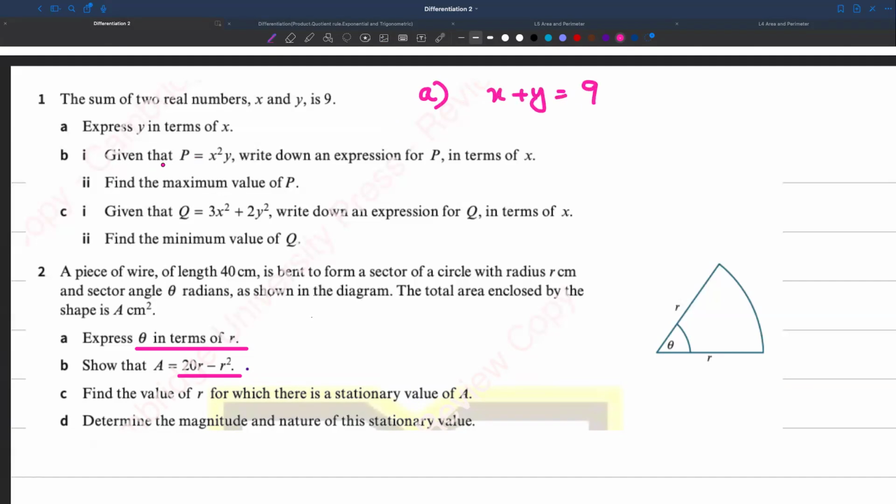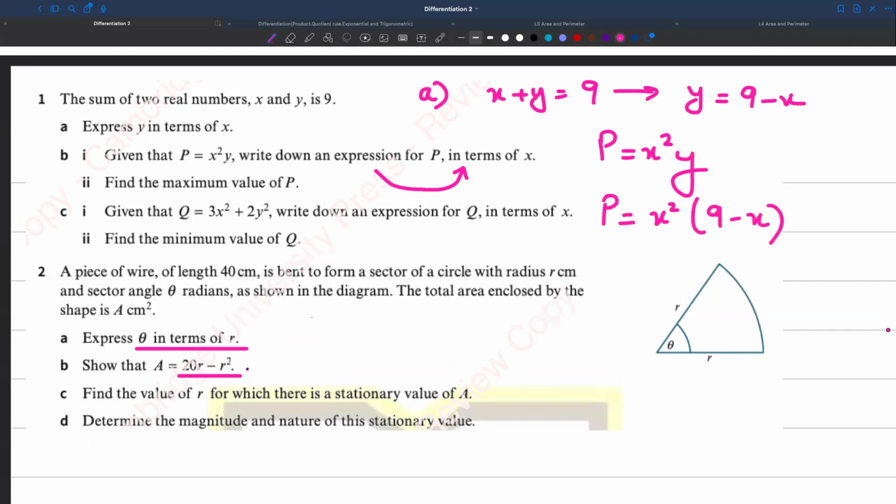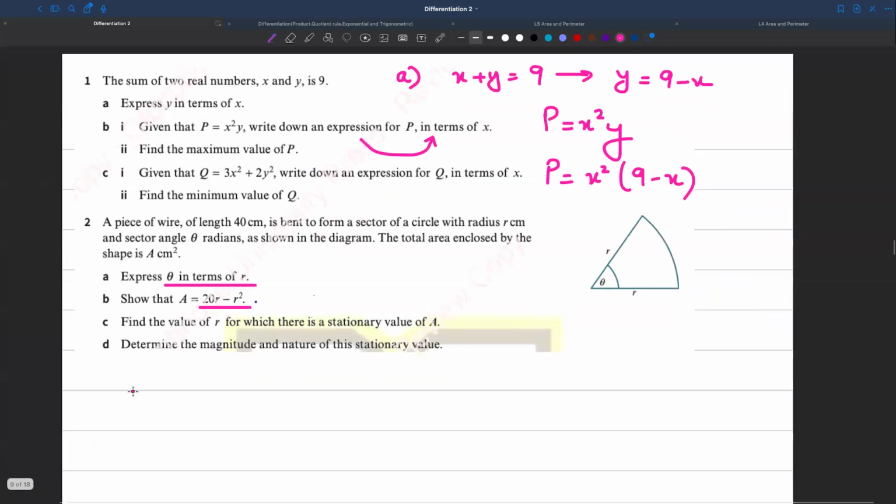Now they're saying, given that p is equal to x squared y, write down an expression for p in terms of x. In terms of x means y should not be there, right? So I can say y is equal to 9 minus x, so p becomes x squared into 9 minus x. Now, when it says the maximum value of p or the minimum value of p, in either case we have p in terms of x. We'll write dp by dx equals 0 for the maximum value, because the gradient will be 0.